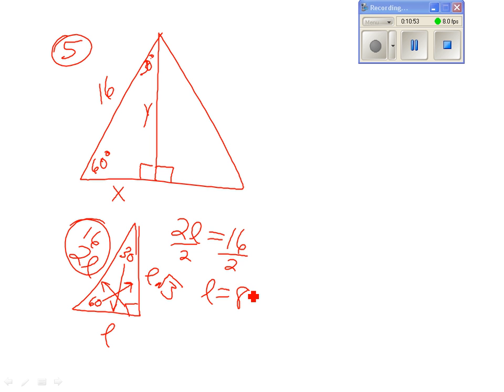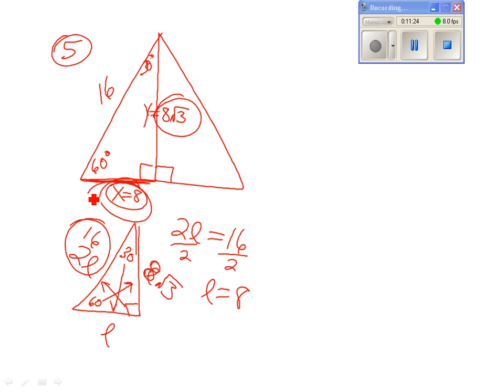8. So how long is this side down here that they labeled X? 8. How long is this side that they labeled Y, the altitude? I don't know. Yeah, you do. Is it just 8? 8 radical 3. Don't let that radical confuse you. All you're going to do is replace that L with whatever L equals, which in this case happens to be 8. So you stick that in there. So that's your answers.